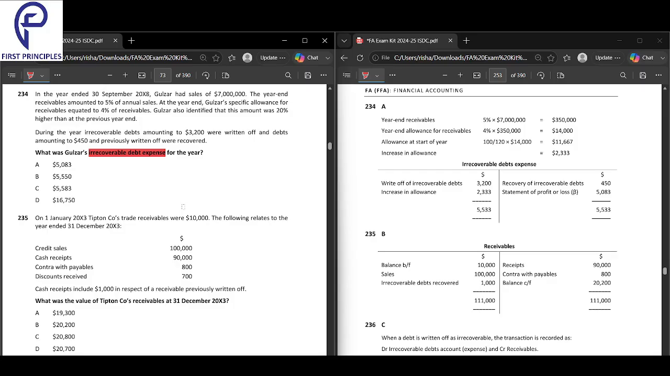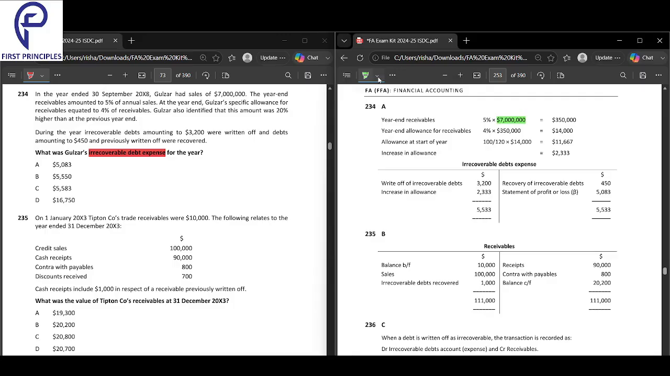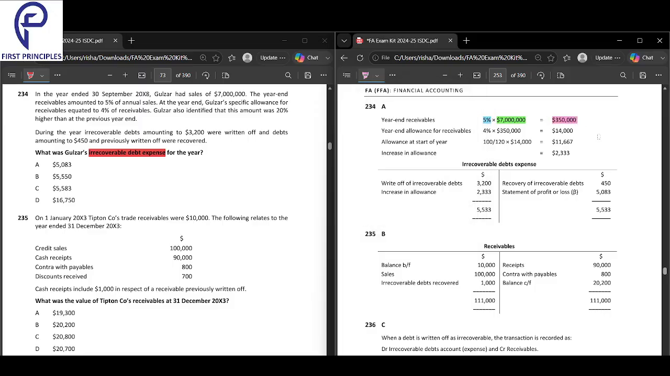In the year ended 30th September 2008, Gulzar had sales of 7 million, and the year-end receivable was 5% of annual sales. First of all, how much were the receivables? He sold for 7 million, and 5% of this was credit sales, his receivables. So total receivables was 350.